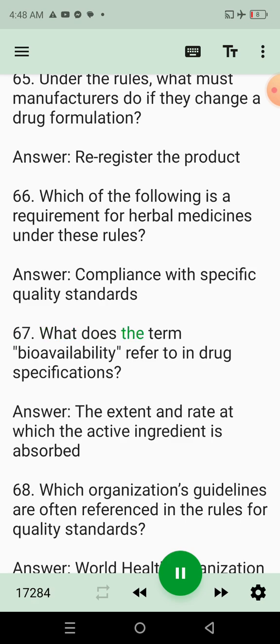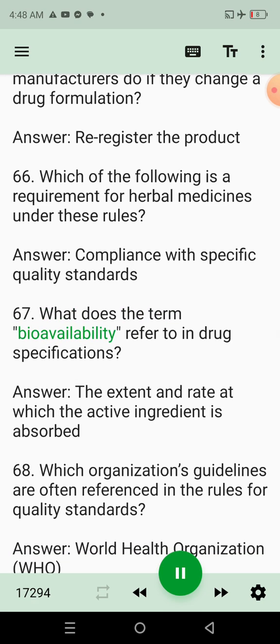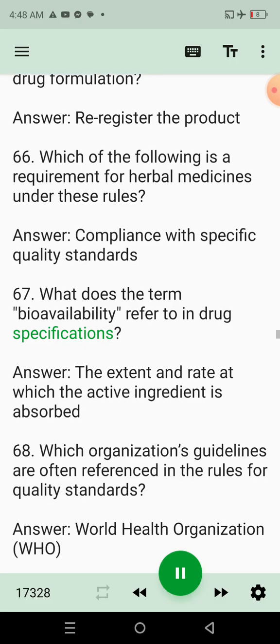67. What does the term bioavailability refer to in drug specifications?